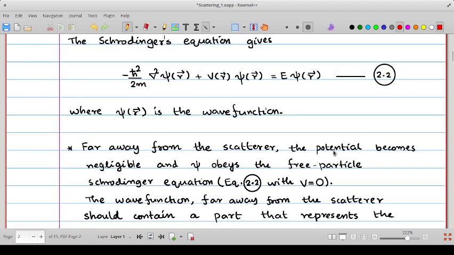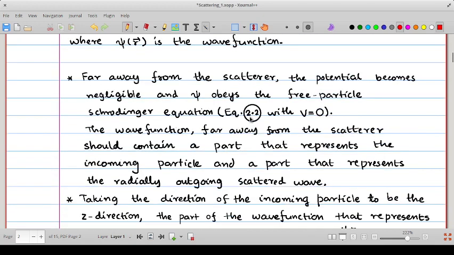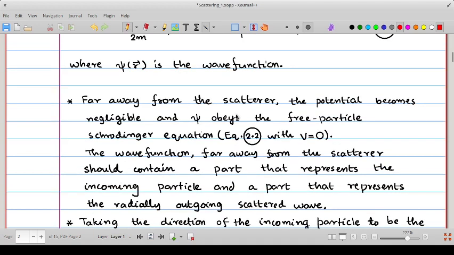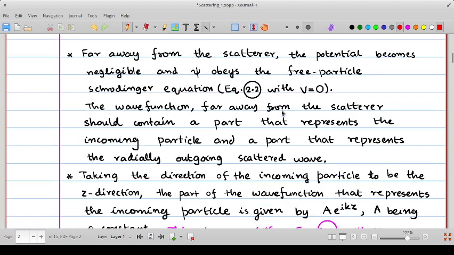Now, thinking about the situation physically, very far away from the scatterer, initially, the wave function representing the beam of incoming particles should have a plane wave like form that is moving along the positive z direction. And whereas very far away from the scatterer, after scattering, the wave function should be that of a radially outgoing scattered wave.